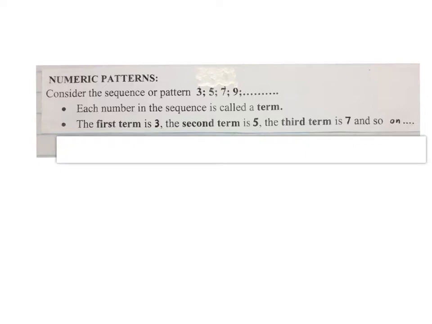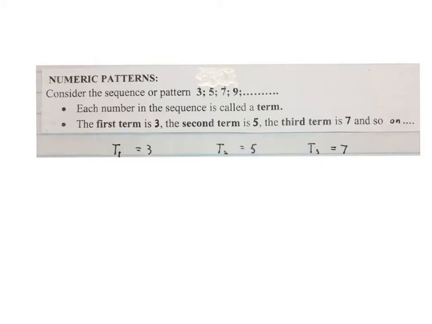Now please say this out aloud with me. The first term is 3. The second term is 5. The third term is 7. If you really read this a few times, you will now understand what is written over here. This says term 1 is 3, term 2 is 5, term 3 is 7. Please read it here and here again to program your brain.